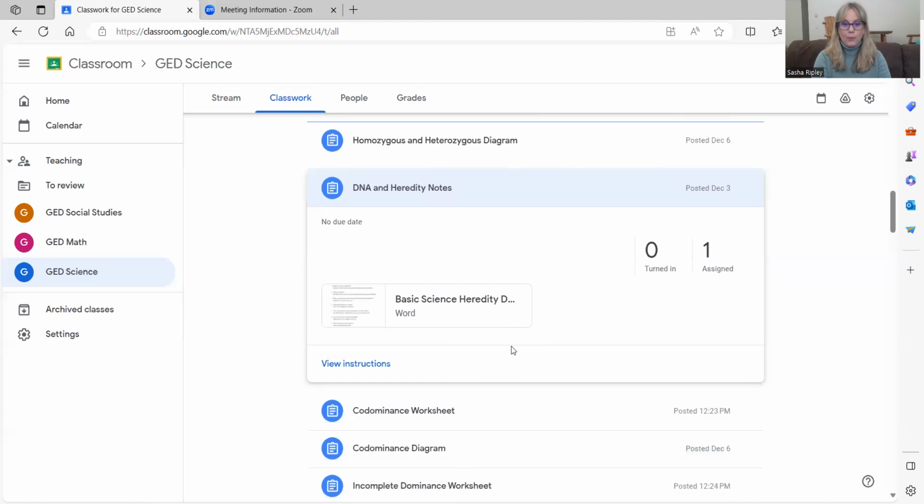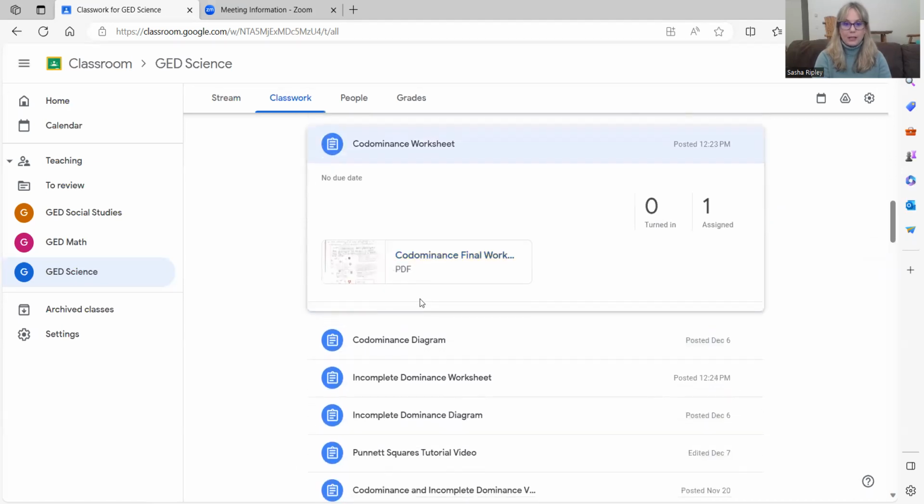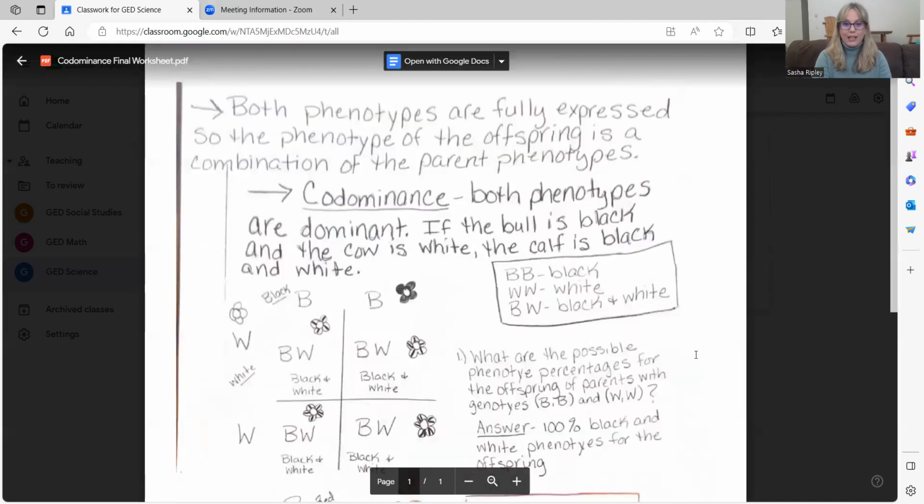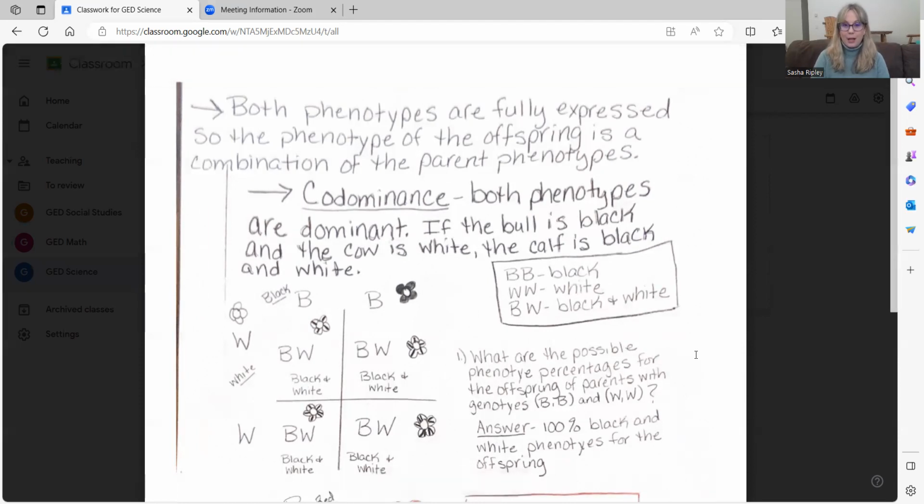Okay, so going back here to codominance. In codominance, both phenotypes are fully expressed, so the phenotype of the offspring is a combination of the parent phenotypes. Again, both phenotypes are dominant. If the bull is black and the cow is white, the calf is going to be black and white. You're going to have both of the parent phenotypes expressed in the offspring phenotypes.